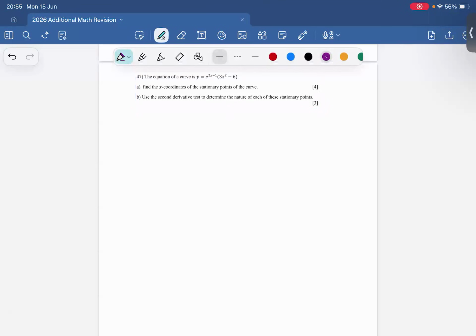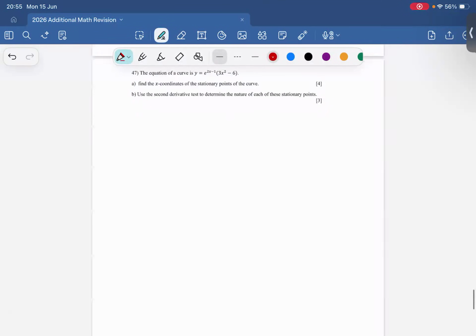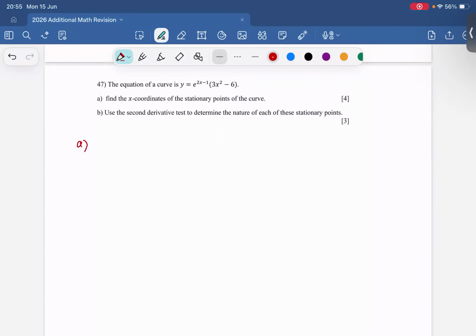Okay, so this question refreshes your memory on how to differentiate e, at the same time talks about your stationary point. So when I say stationary point means dy dx equals to 0. So I need to find my dy dx first. So to differentiate this, I need to apply my product rule. So differentiate e power 2x minus 1 is what? It will stay as e power 2x minus 1, but you need to differentiate the power and multiply to it. Copy down the other thing. Next, copy this. Differentiate 3x squared minus 6, 6x.